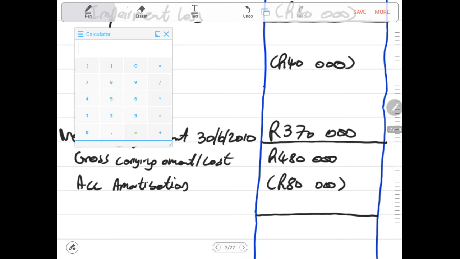We say now 480,000 rands minus 80,000 rands. How much do we get? We get 400,000 rands. And 400,000 rands is not the same as the amount of 370,000 rands, so there is still some figure to be deducted. So now let us say minus 370,000 rands. And we can see that the amount that needs to be deducted from that 400,000 rands is an amount of 30,000 rands. That means now our accumulated impairment loss has decreased.